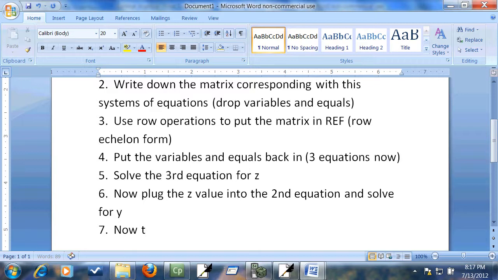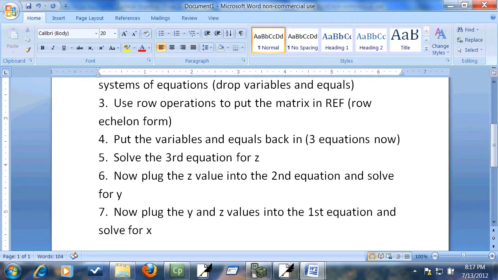And step 7. Now plug the y and z values into the first equation and solve for x. A lot of steps.